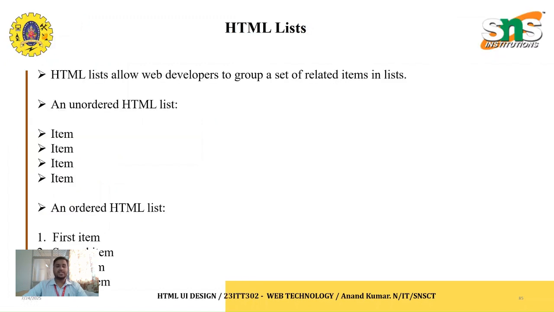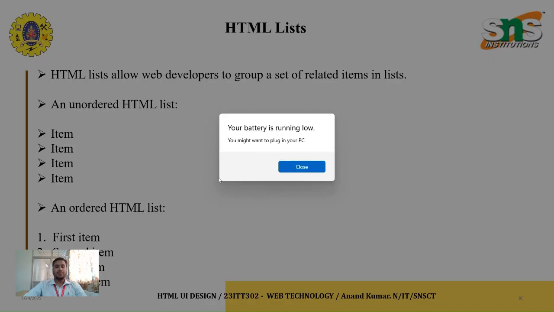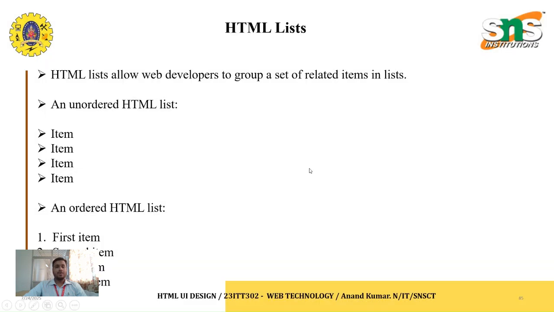So in the next class, we'll see another important and interesting topic, that is what we call HTML list. I'll just give you a glimpse about HTML lists. An HTML list allows web developers to group a set of related items in terms of a list, and a list may be ordered or unordered.